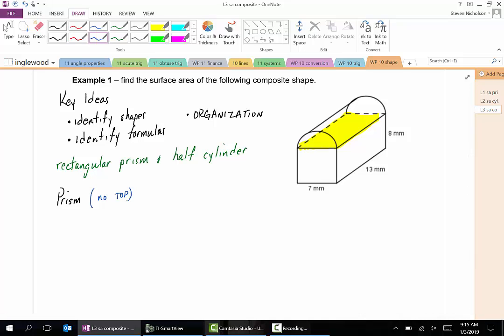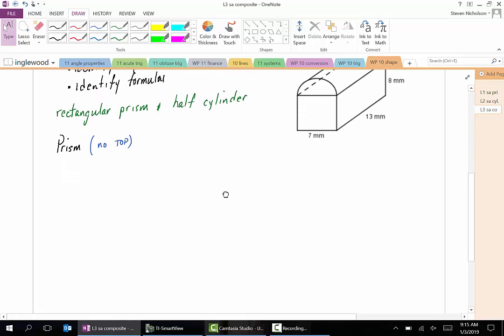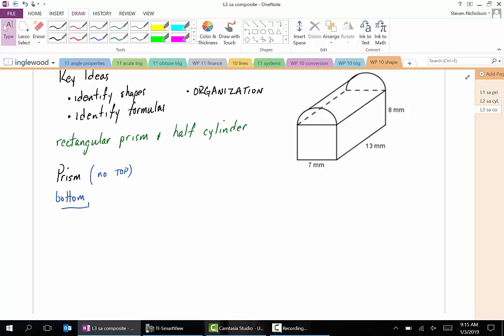There's going to be the bottom, the front and the back, and then the right and the left-hand side. So again, organization becomes important. I'm going to identify what I'm going to try to find. The bottom we can't really see, it's not dashed out, so I'll just quickly do this. Here's the bottom bit right there, and that's what we're going to calculate.